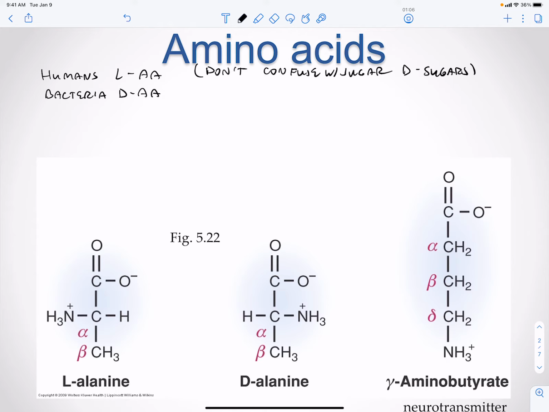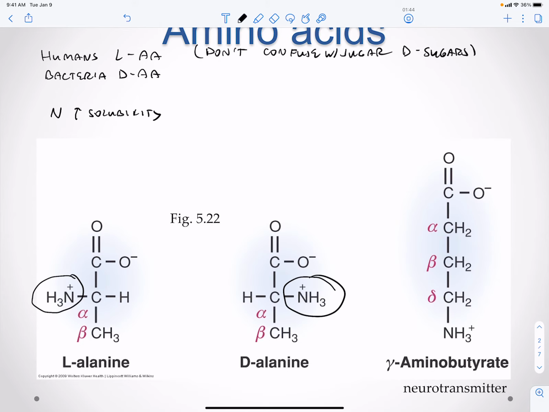The nitrogen of amino acids is going to increase the solubility of these molecules in water. Right? So here we're just showing a few. We have alanine, L-alanine, and D-alanine. And again, it just depends on what side you have that nitrogen in this case. It's not a sugar, it's an amino acid. And so for humans, we have it on the left side. Bacteria will have it on the right side. And then also showing is a neurotransmitter, gamma amino butyrate.